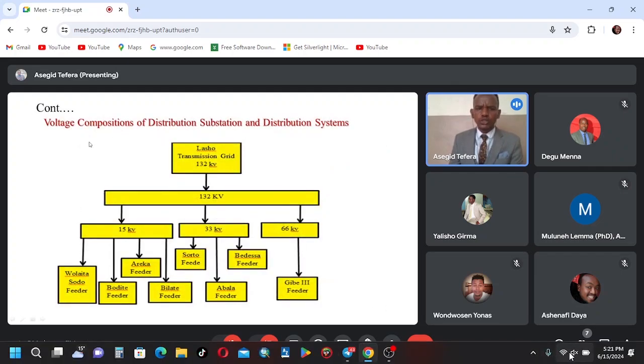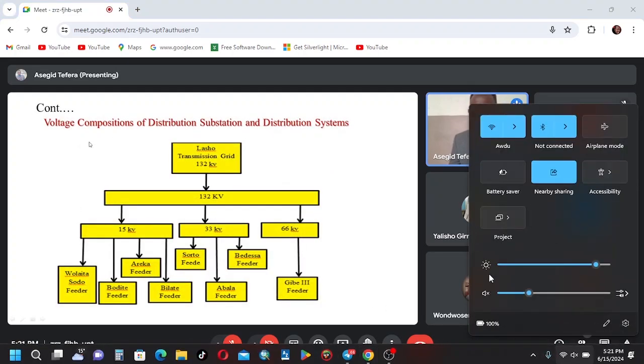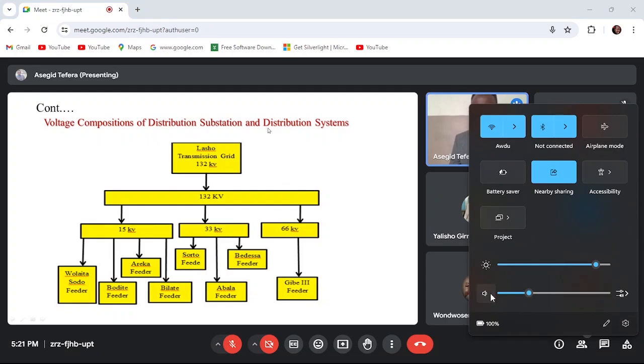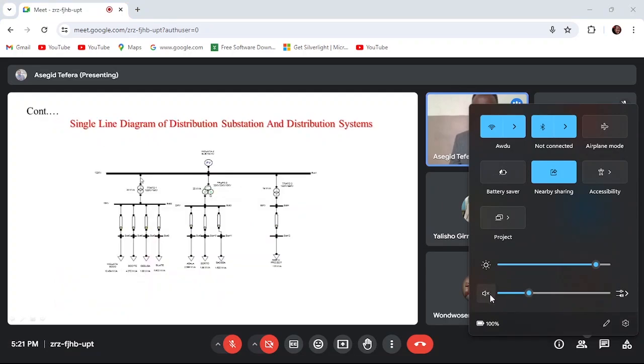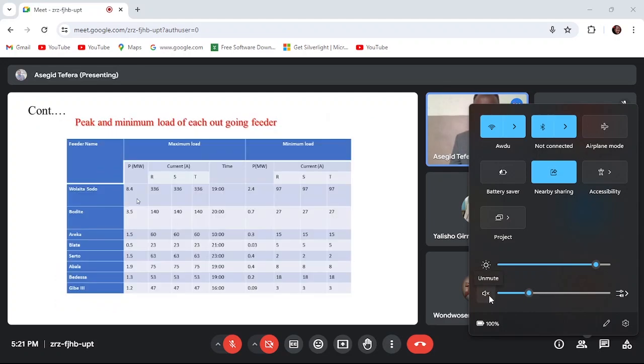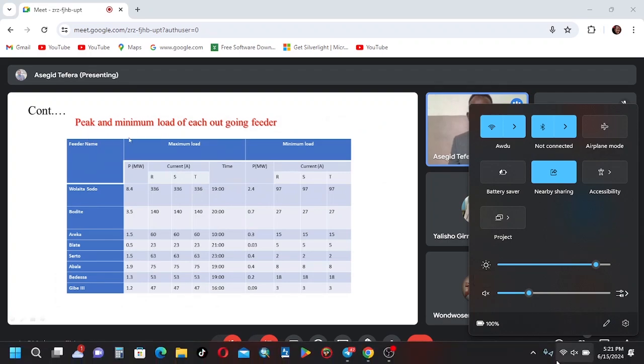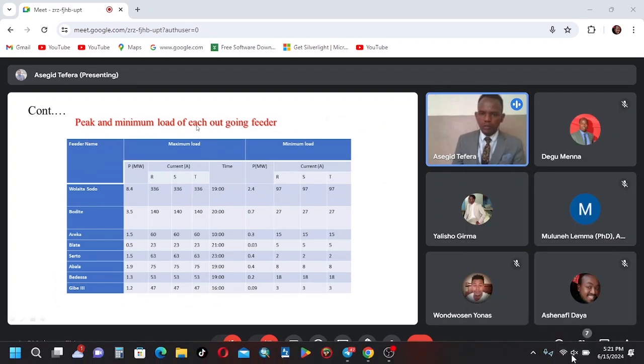So the voltage composition of this distribution substation and the two systems are these. These are the voltage composition diagrams. These are single line diagrams which are designed by Matla Power. The peak and the minimum load of each of our outgoing feeders are listed as well.